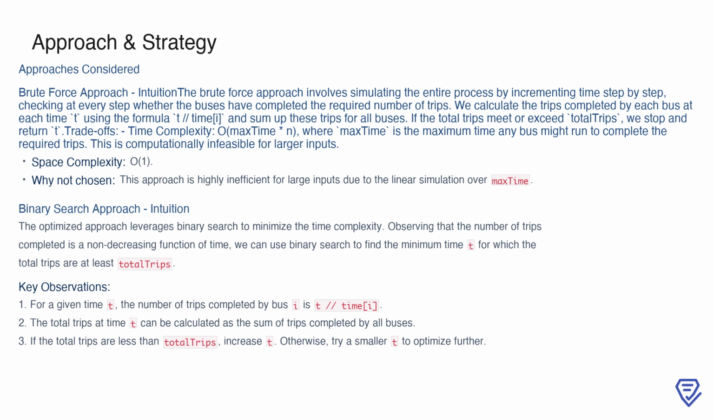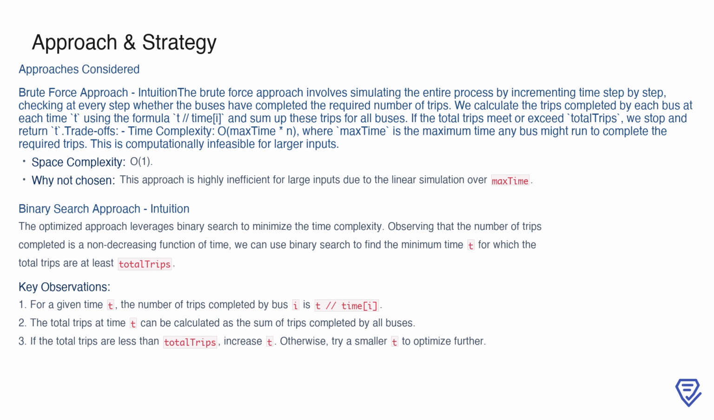The idea here is straightforward: simulate the process step by step. For each time unit, we calculate how many trips each bus completes using the formula t / time[i], where time[i] is the time it takes for the bus to complete 1 trip. By summing up the trips for all buses at each step, we can determine whether the total number of trips meets or exceeds the required total trips. If it does, we return that time as the solution.